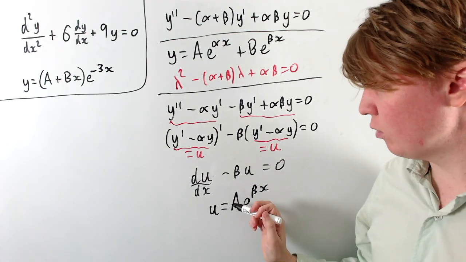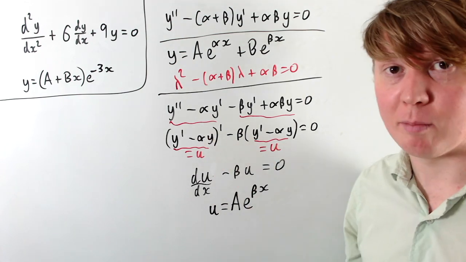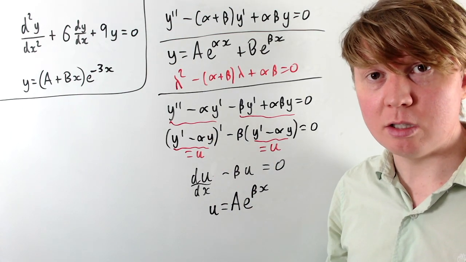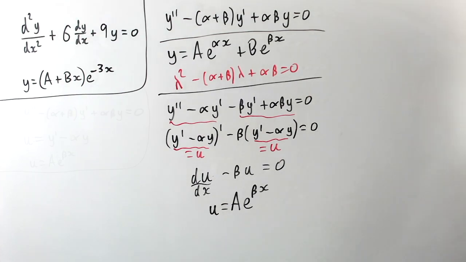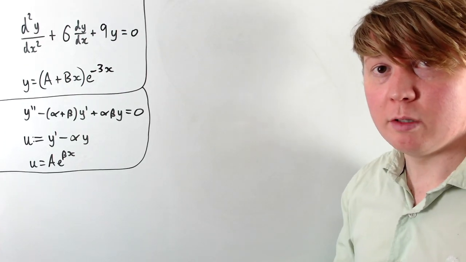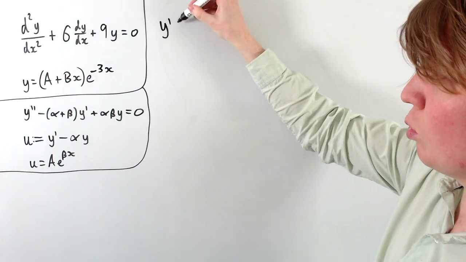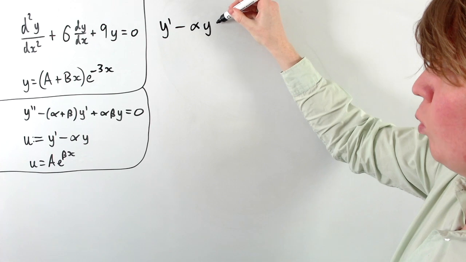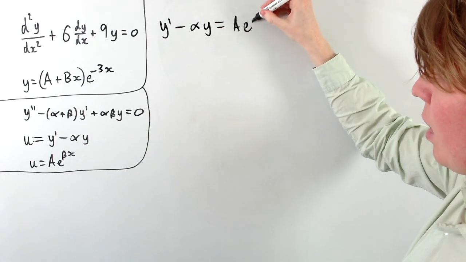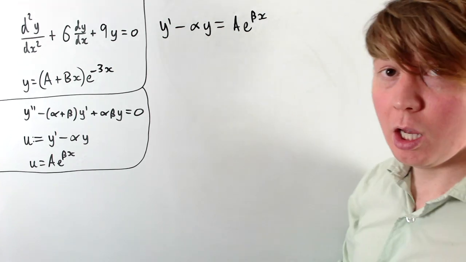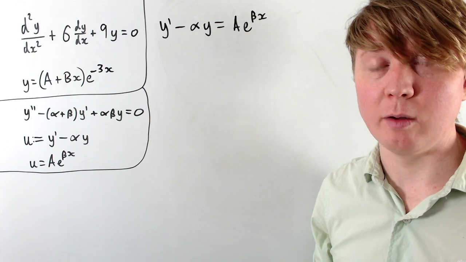So this is our general solution in terms of u, but remember u is actually this y prime minus alpha y, so we still need to do some more work to get our general solution in terms of y. So now, remembering that we defined u as y prime minus alpha y, we can write u as both y prime minus alpha y. We also know that this is equal to a e to the beta x, where a is just some arbitrary constant.